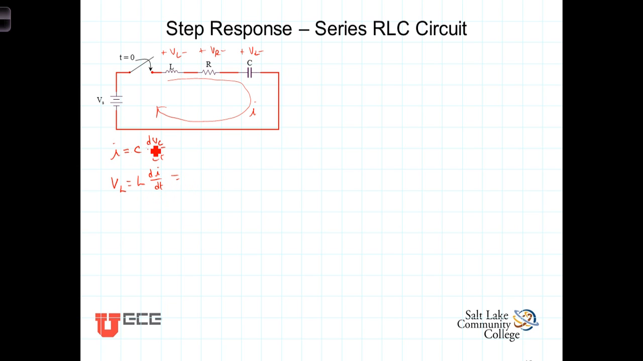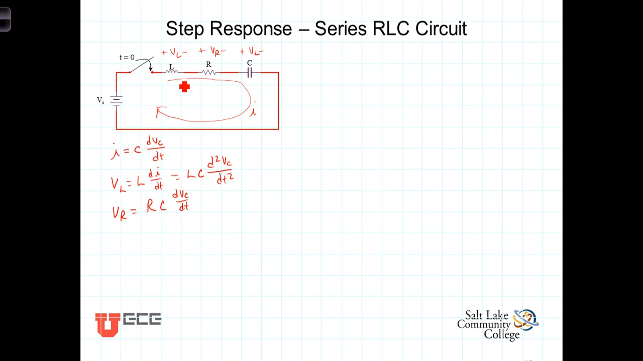Well, I is that, so di is going to be the second derivative of that, or the voltage across the inductor is going to equal L times C times the second derivative of the voltage across the capacitor with respect to time. The voltage across the resistor is just going to equal R times I, or R times C times the derivative of the voltage across the capacitor. And finally, the voltage across the capacitor is just the voltage across the capacitor that we're writing in terms of.